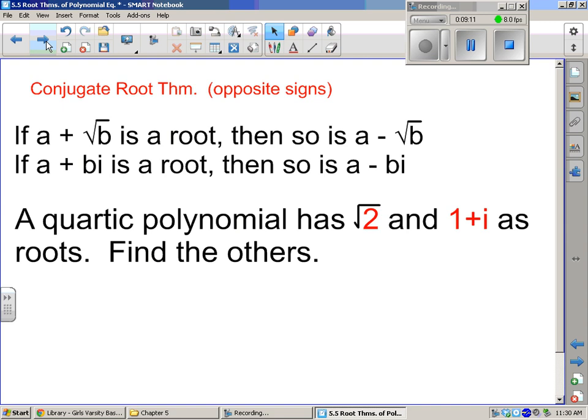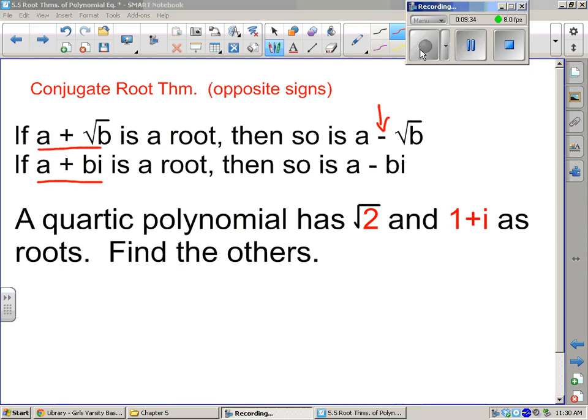So this is the conjugate root theorem, and it says that if a plus root b is a root, then also a minus root b. We've talked about conjugates previously, so it just automatically says that there is one of each sign, and it's that middle sign, remember, that is changing. It works for complex numbers, and it also works for these as well. So here they tell us that we have a quartic polynomial. What does that mean? Quartic is 4.